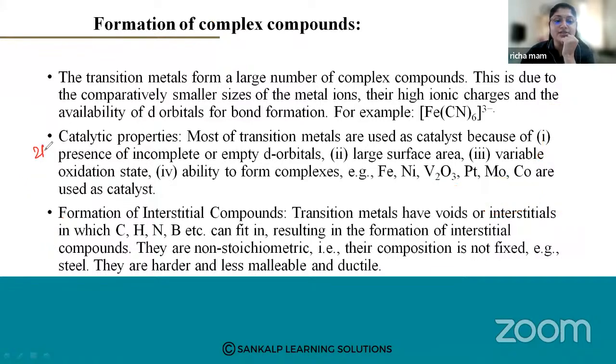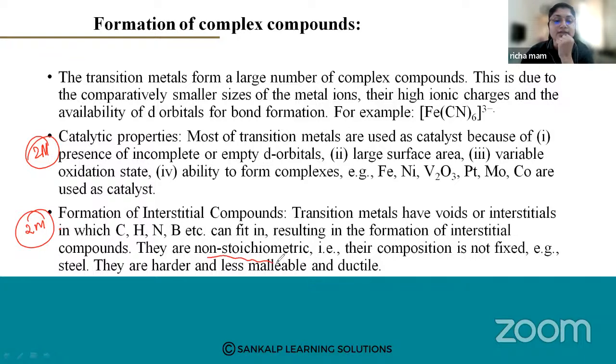So what do you mean by interstitial compound? Interstitial compounds are found when small atoms like hydrogen, carbon, or nitrogen get trapped inside the crystal lattice of metals. So this is the meaning of interstitial compound. These transition metals have voids or interstitials in which carbon, hydrogen, nitrogen, and boron will fit. Thus it results in an interstitial compound.